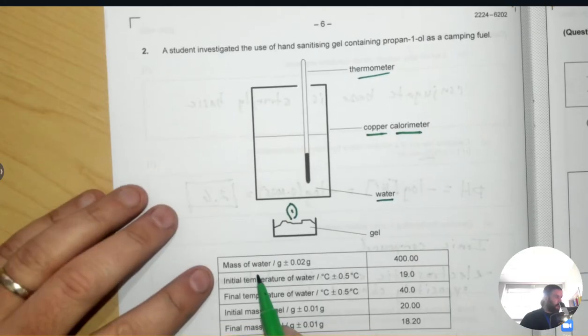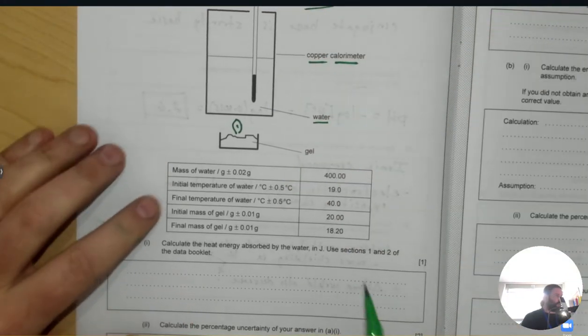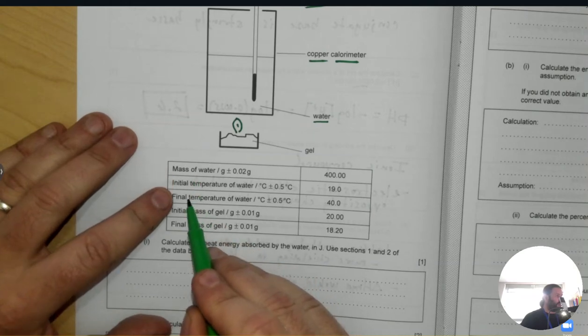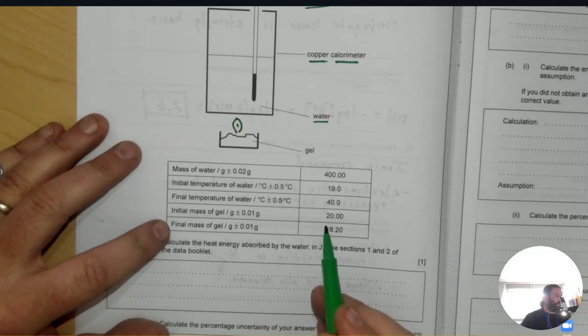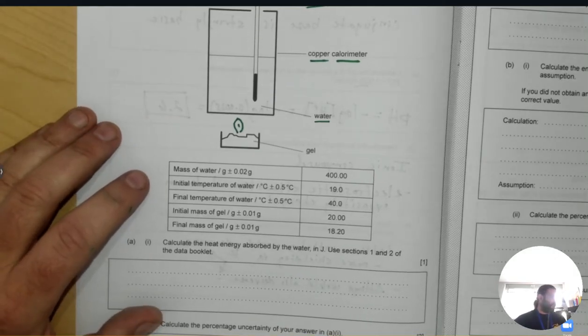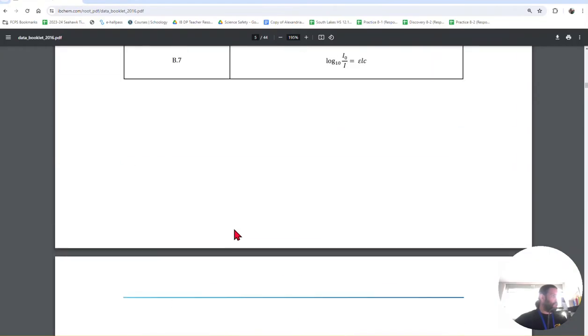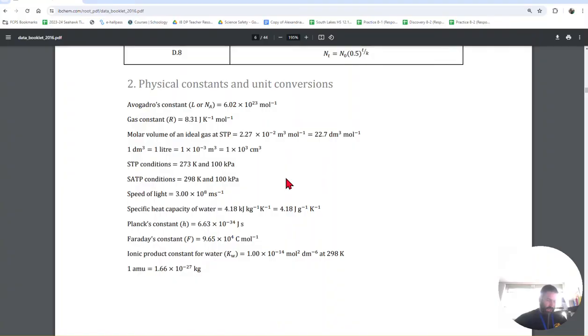Okay, so here in the table, let me adjust things a little bit. We've got the mass of water. Notice we have uncertainty values for each. I bet you we're going to need them. We've got the mass of water, the change in temperature of the water, and the initial and final mass of the gel. Okay, so when we're calculating heat, we use section 1 and 2. Section 1 gives us the equation we're going to use, Q equals MC delta T. And section 2, well, what does section 2 give us that's relevant here? The specific heat capacity of water, okay?